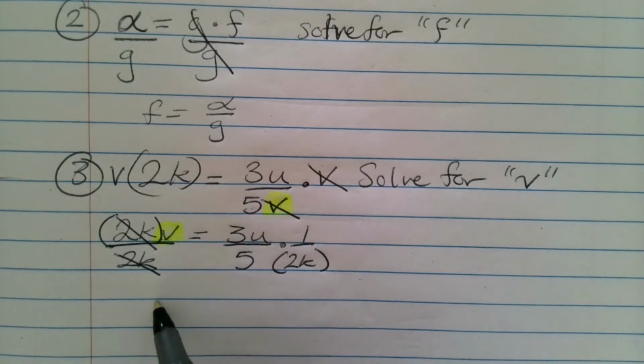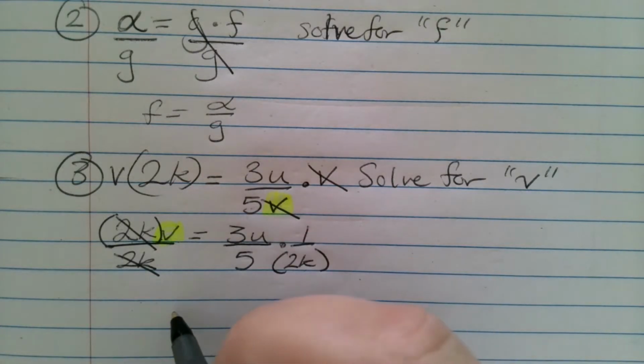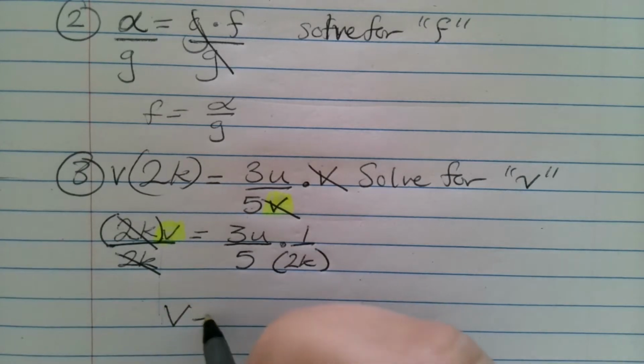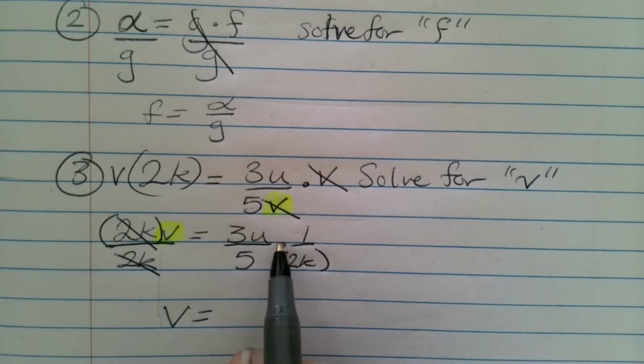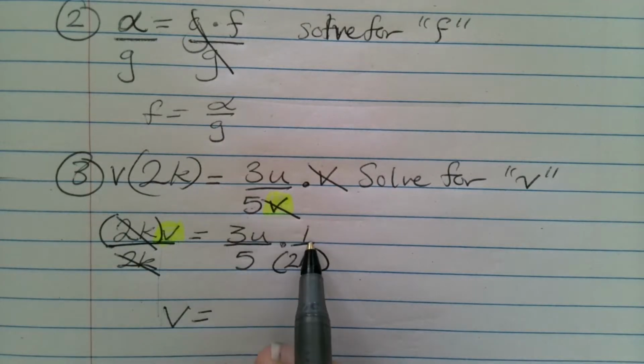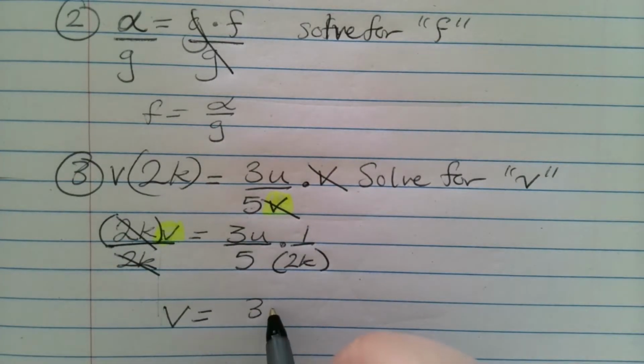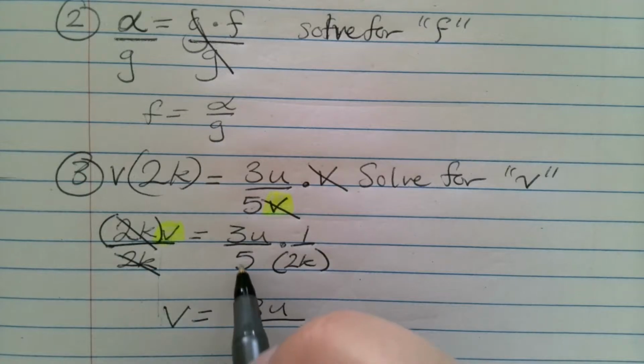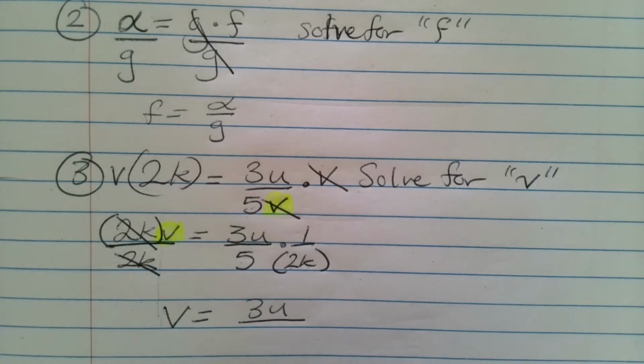So what's the left side left? What's left on the left side? Just a V. What's going to be 3u times 1? What's that going to make? 3 what? Thank you. What's on the bottom? 5 times 2k. What does that make? 10K.